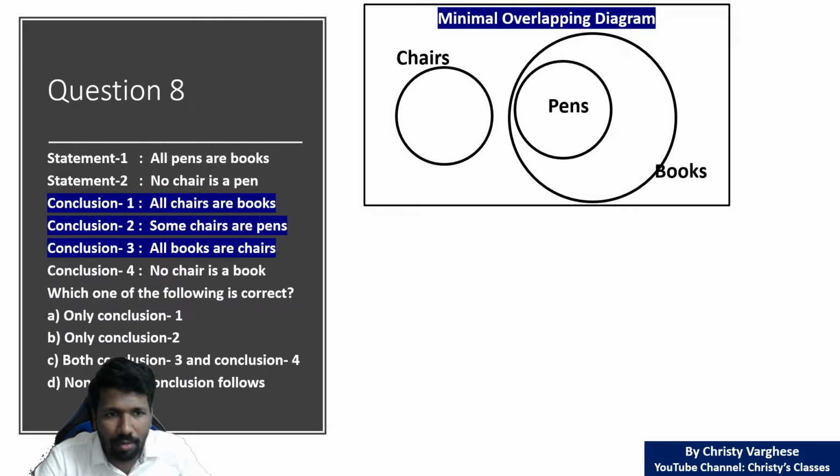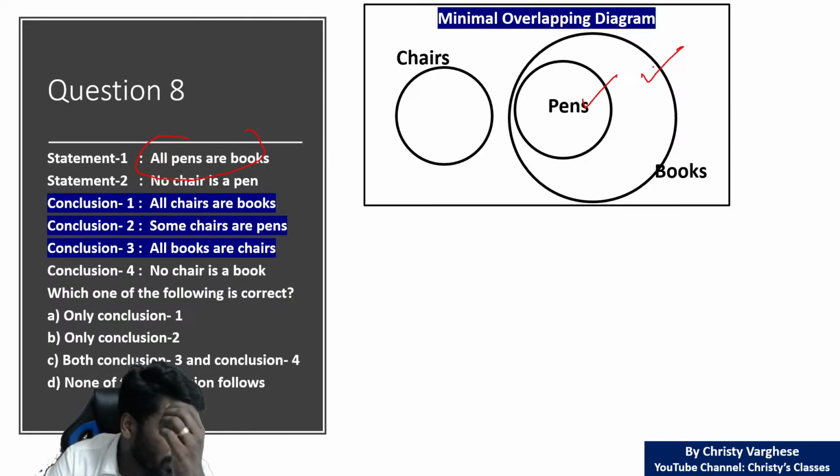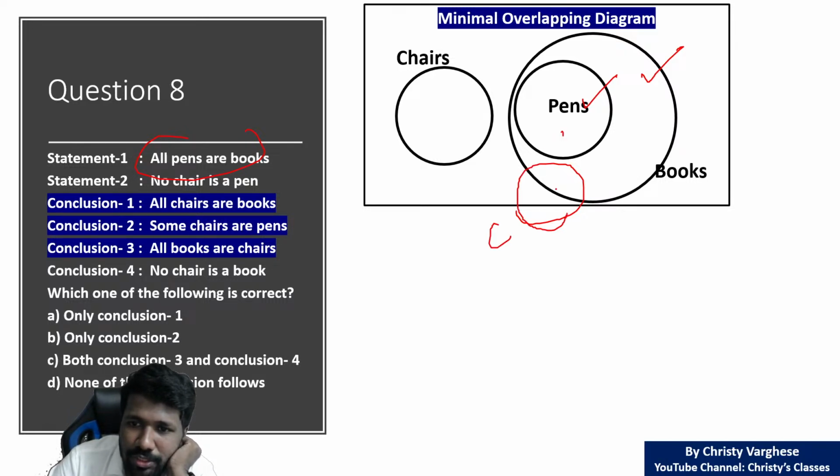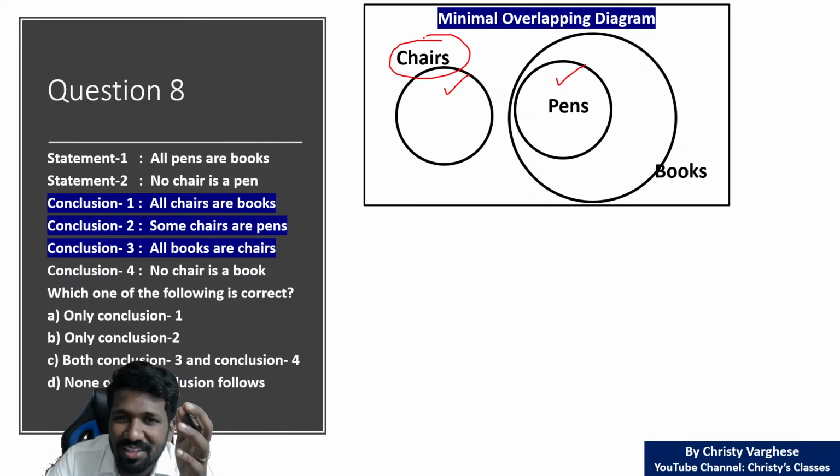So first we will draw minimal overlapping diagram. All pens are books. So pen set should be subset of book set, as we discussed for all X are Y. How to draw it. No chair is a pen. There are different ways to draw it. You can draw chair and book have an intersection like this, and pen does not have an intersection with chair. That is also a possible case. But minimal overlapping diagram means it is told no chair is a pen, so only represent that. Don't interfere the index about chair and book. Do they have an intersection, or do they have a relation or not? That is called minimal overlapping diagram.